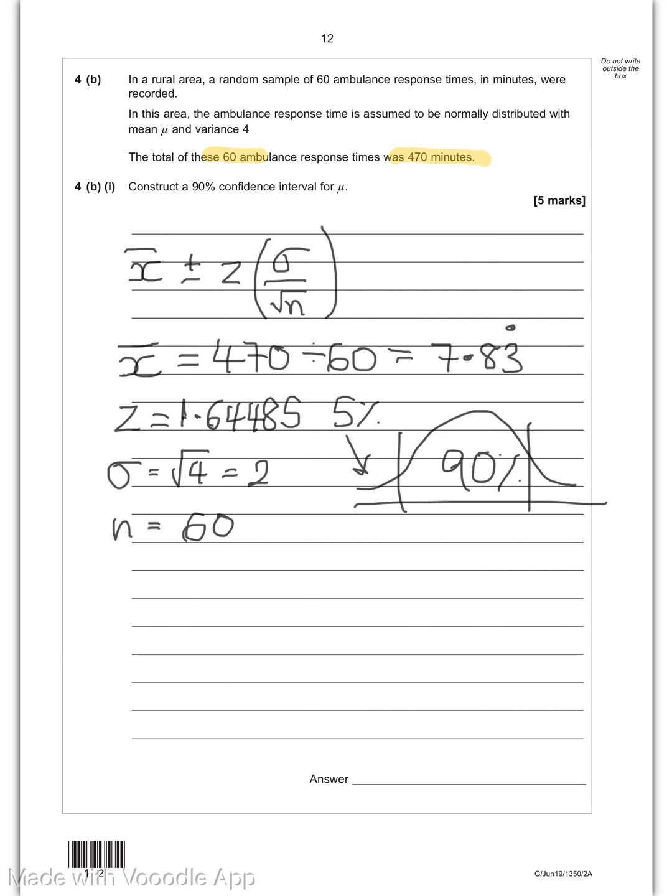I'm going to use menu 1 for the calculation. So 7.83 take away 1.64485 times a fraction with 2 on the top and square root of 60 on the bottom.